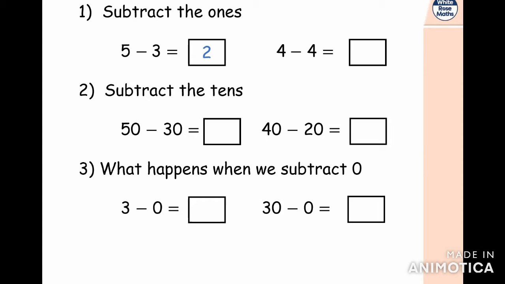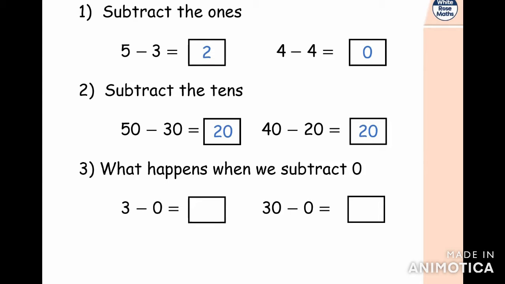Subtracting the ones is easy. 4 subtract 4. If we've got 4 and we subtract 4, we're left with 0. Subtracting the tens, you could have used what you know for that one. And did you notice that both differences were the same on question 2? So the difference between 50 and 30 is 20, and the difference between 40 and 20 is 20.